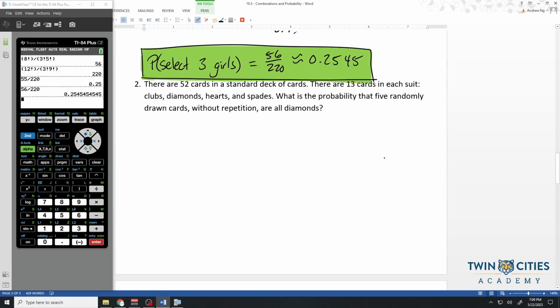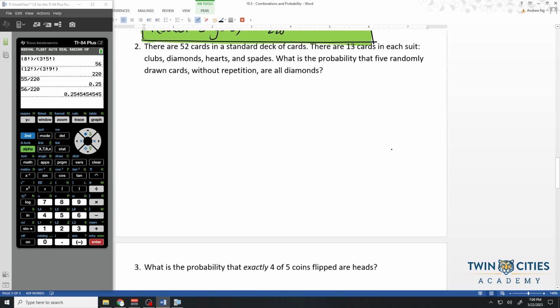All right, for the next problem, there are 52 cards in a standard deck of cards. There are 13 cards in each suit: clubs, diamonds, hearts, spades. What is the probability that 5 randomly drawn cards, so you just take 5 cards face down, and then you look at them, without repetition, are all diamonds? So what are the chances you get all diamonds?